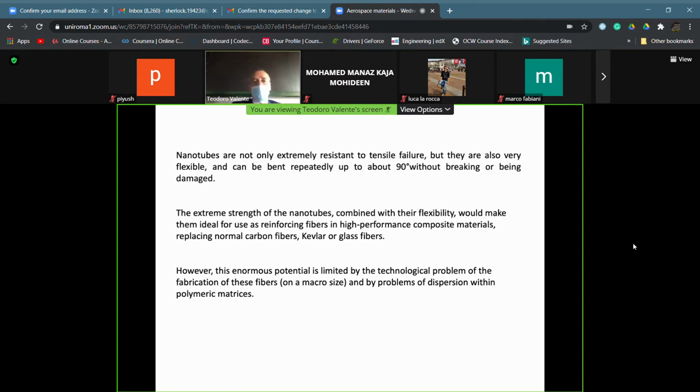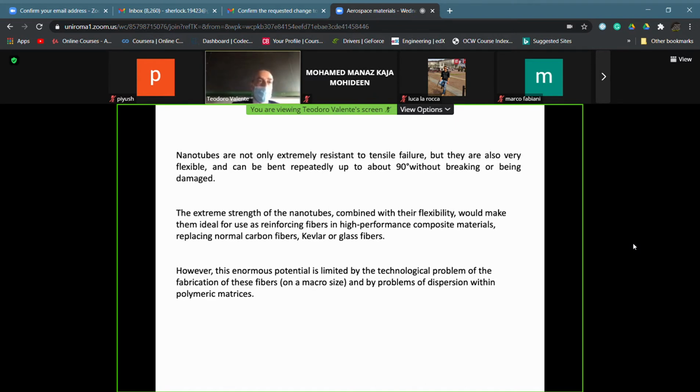Another very interesting thing for this very small object is that not only do they have a very high resistance when we look at tensile strength, even though, remember, they belong essentially to the class of ceramic materials, but they are defect-free ceramic materials. But they also can be very flexible, and they can be bent in more than one way, up to 90 degrees, without breaking or being damaged. And this is very interesting from an engineering point of view.